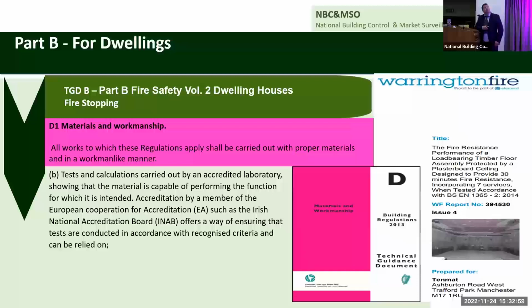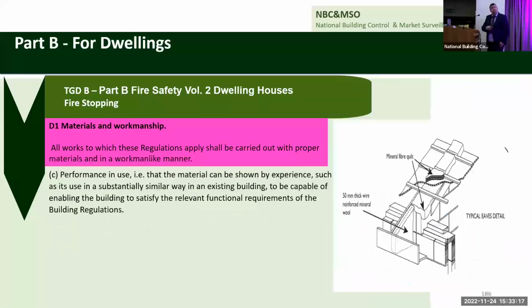Tests and calculations carried out by accredited laboratories to show that the material is capable of performing the function for which it is intended. So this is your fire tests that are in the supplementary guidance. You don't need the fire test, but they have been carried out to show performance. The performance in use: the party wall detail that's been in the approved document, Part B, since 1981. I don't know if it was ever tested, but it works.